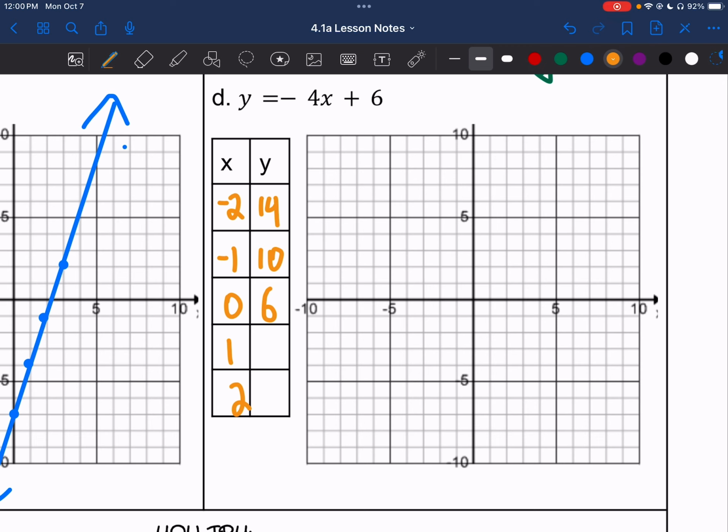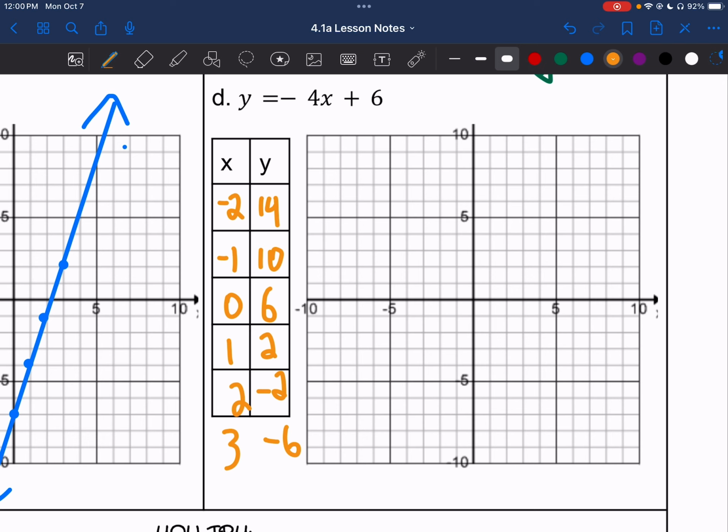-4 times 1 is -4, plus 6 is 2, and -4 times 2 is -8, plus 6 is -2. I'm looking at my next value, which was 3. 3 times -4 is -12, plus 6 is -6. All right, so now we're going to graph those. Again, I went to that extra point because I saw that first one, -2, 14, is not going to be on our grid.